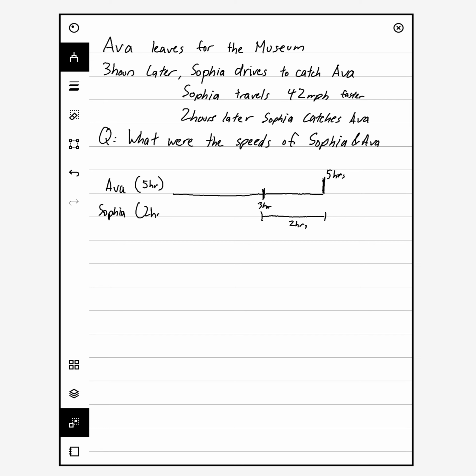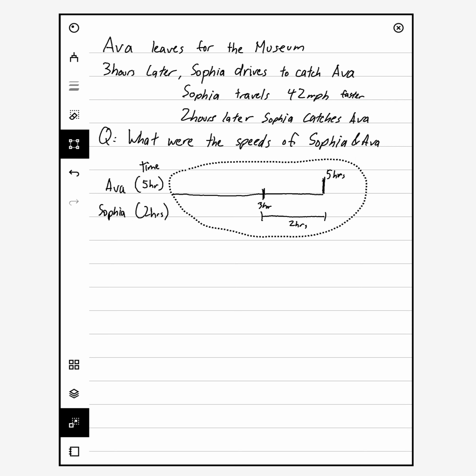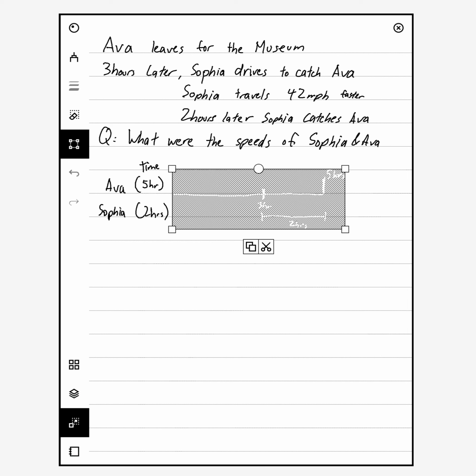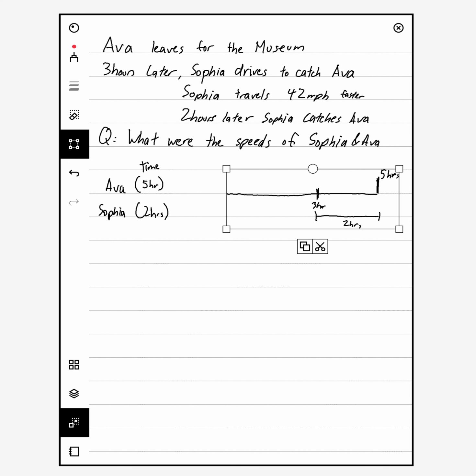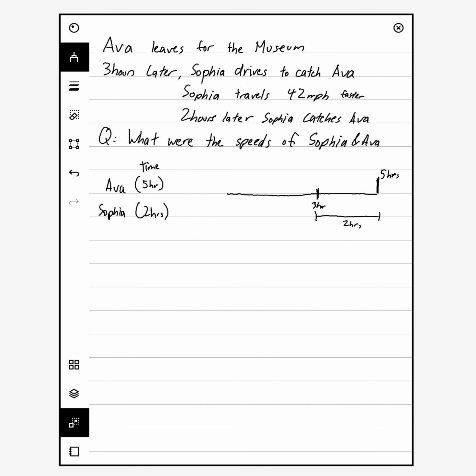Sophia is at 2 hours. Okay, so that's their time. Their distance is going to be equal, so that's great. And then over here, I'm going to move this guy over. Excuse me, I need some space. Okay, so we're going to have their speed. How would we represent their speed?